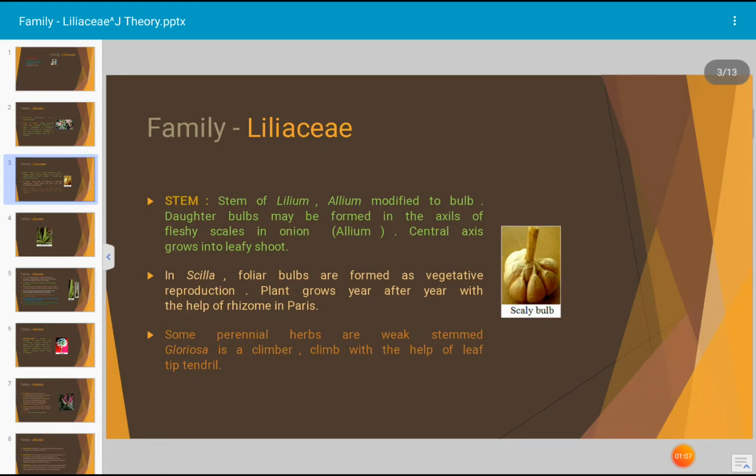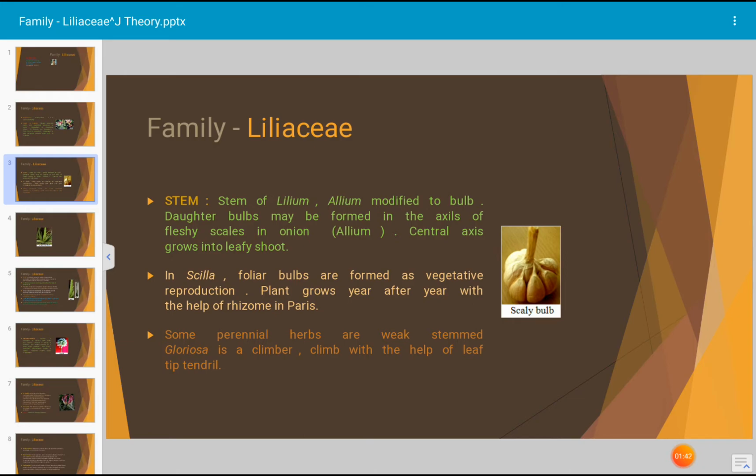Next, how is the stem? Stem of family Liliaceae: the stem of Lilium and Allium is modified into a bulb. The bulb-like structure is the stem. Daughter bulbs may be formed in the axils of fleshy scales in onion. Central axis grows into a leafy shoot. In Scilla, foliar bulbs are formed as vegetative reproduction. The plant grows year after year with the help of rhizome in Paris.